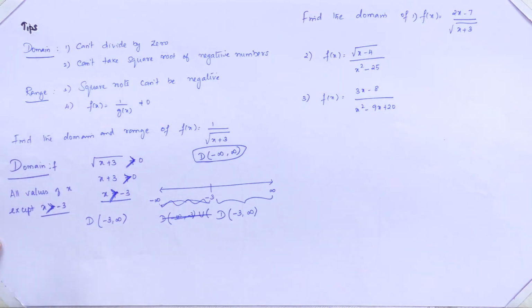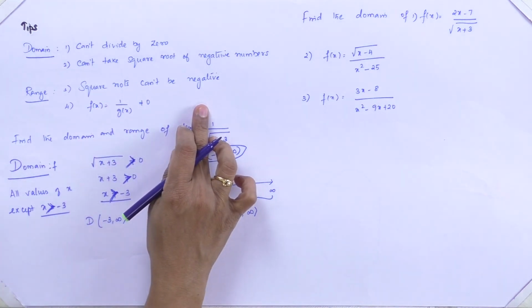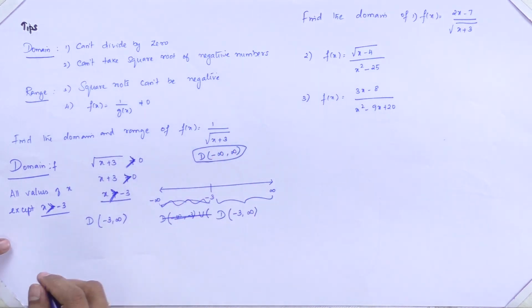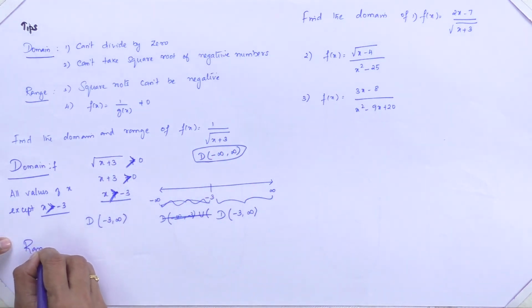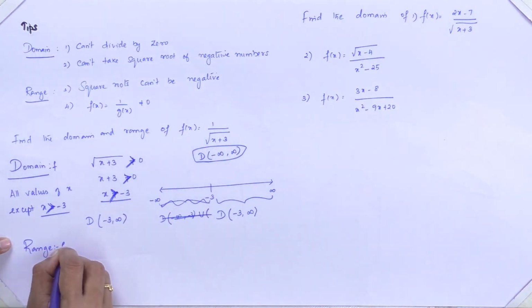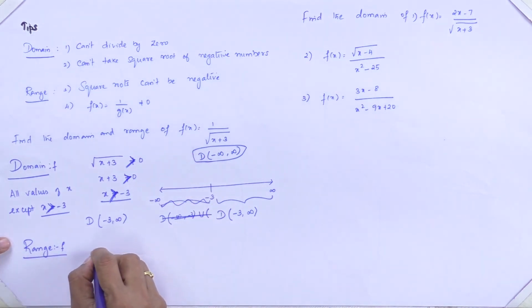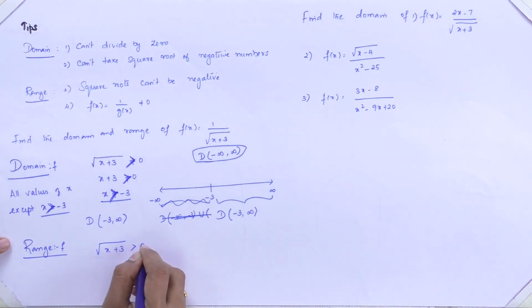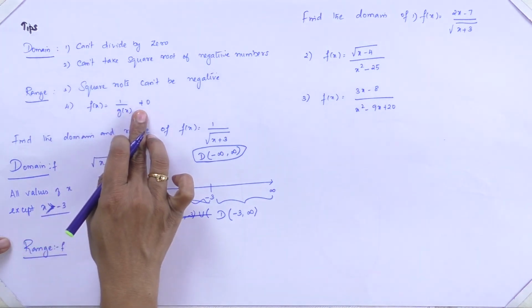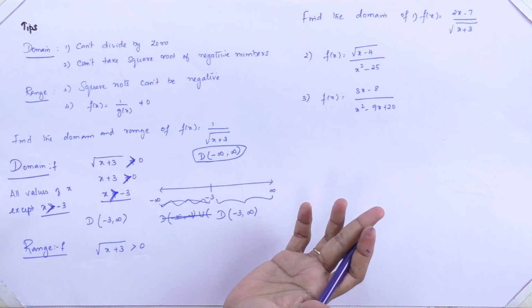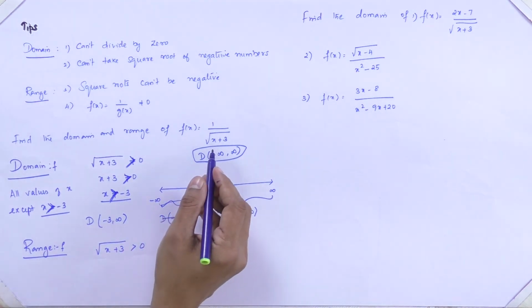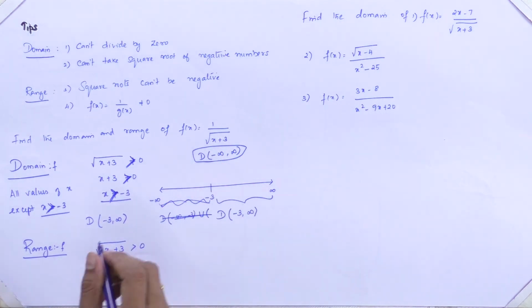Then what is the range? How do we find out the range of the function? Square roots can't be negative, that is one point. Square roots can't be negative, which means that it should be positive, right? Square roots should be positive. So x plus 3 greater than 0, f of x is not equal to 0, or 1 by g of x not equal to 0. So this should not be equal to 0. If it is not equal to 0, it should be greater than 0.